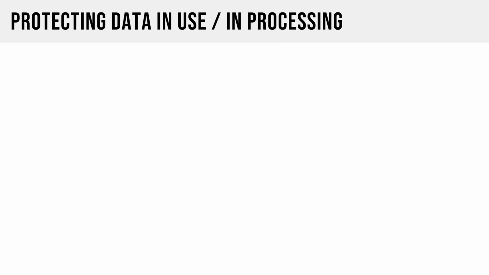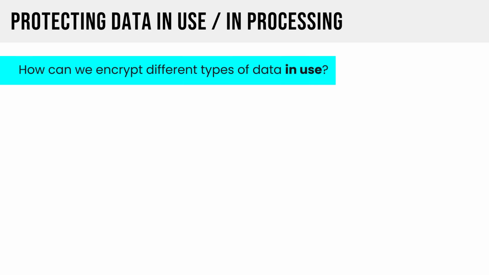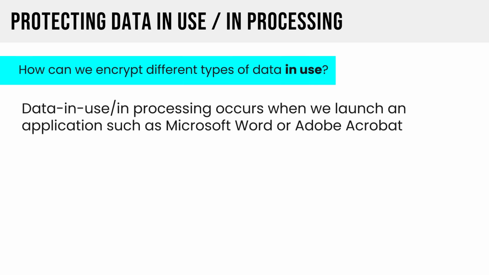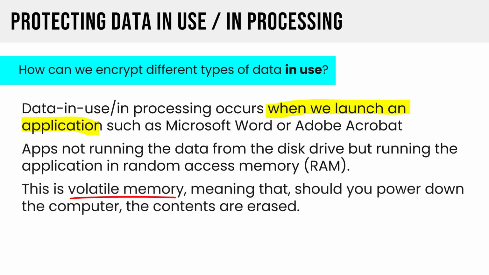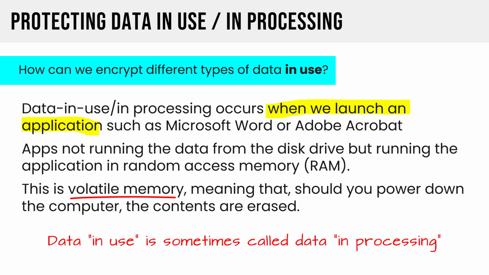And data in use, or sometimes called data in processing. This occurs when we launch an application like Microsoft Word or Adobe Acrobat. An app's not running the data from the disk drive, but they're running the application from memory, typically. This is volatile memory, which means that should you power down the computer, the contents will be erased. But sometimes you'll hear data in use called data in processing, so just two ways of saying the same thing.